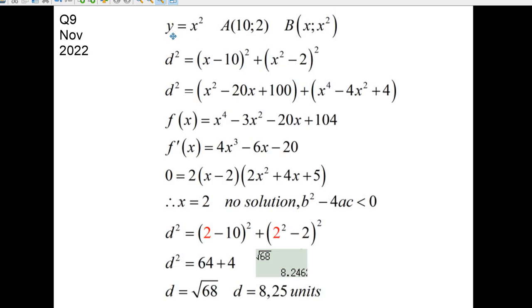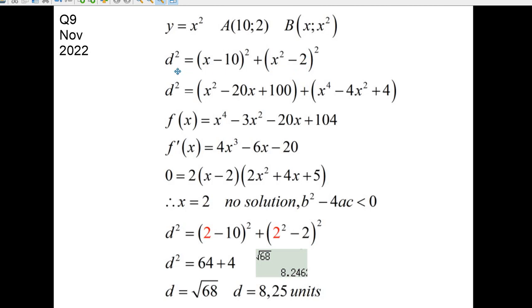Anyways, the question is: find the minimum distance between the point (10, 2), I'm calling it A, 10 in the x direction, 2 in the y, and a point somewhere on the function y equals x squared. Well, the way all the points in this function work is you've got an x value, and then you square it to get the y value. So it's x and x squared.